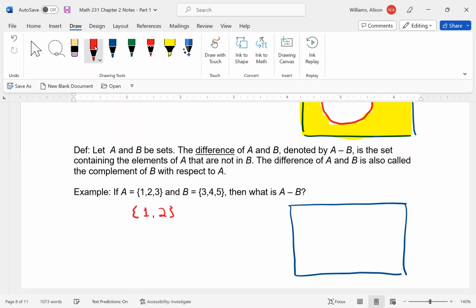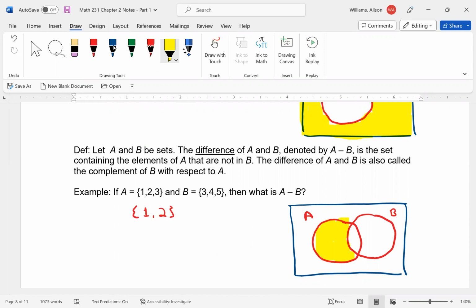So we do have our two sets. Here's A, here's B. So A minus B is things that are only in A, but not in B. Pretend it stayed inside the line, okay? There you go. Okay, so things only in A, but not in B.